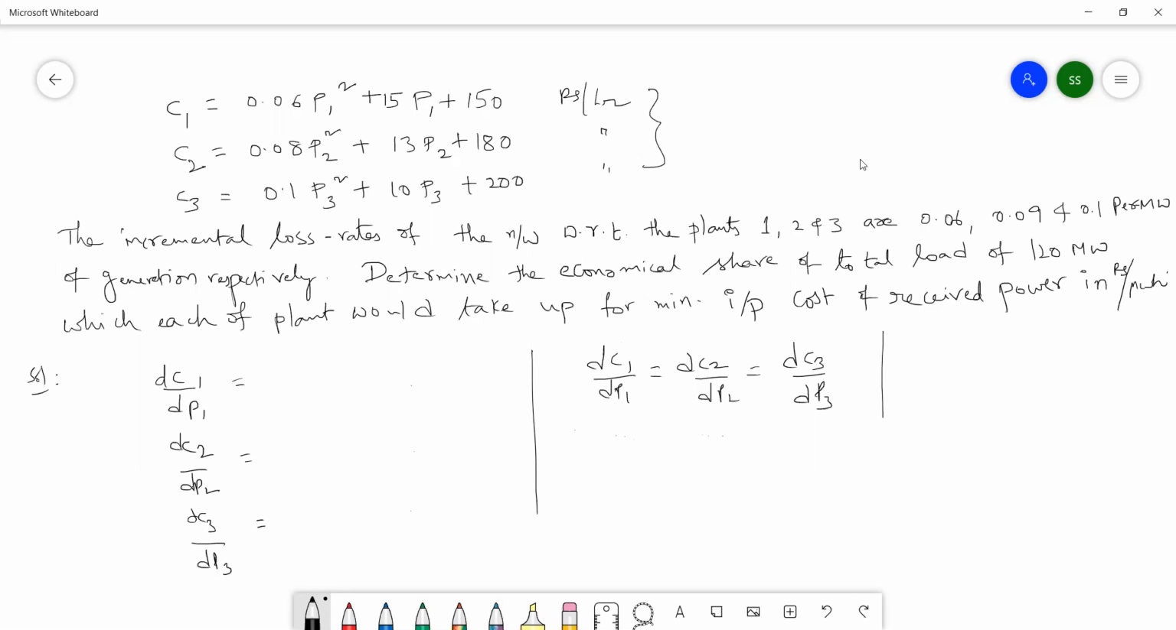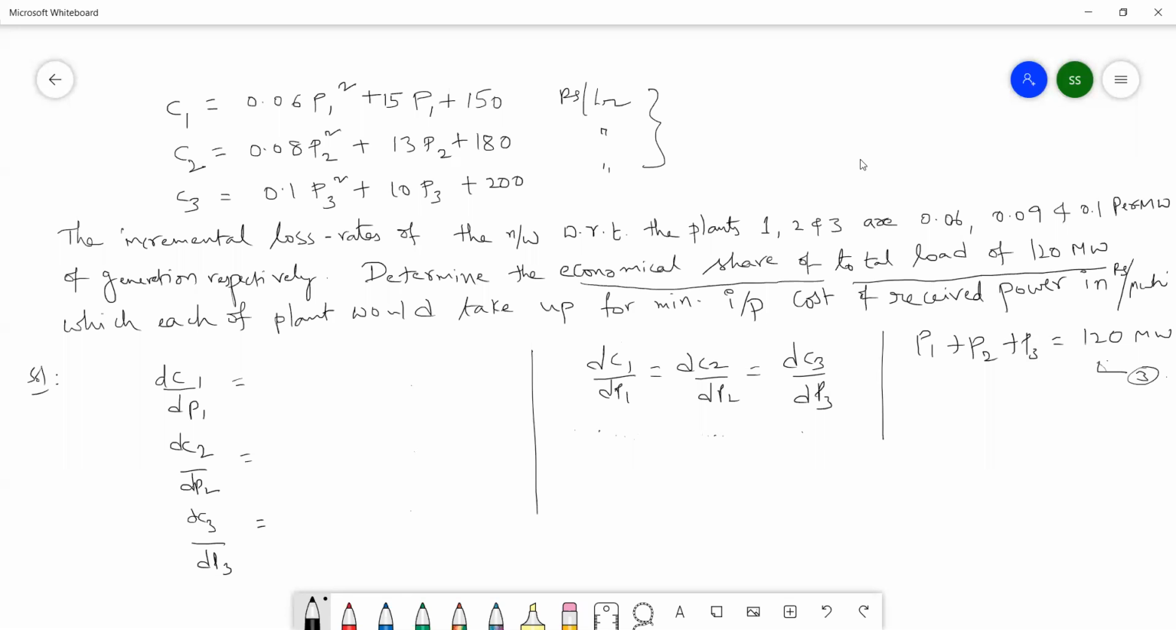Right, and in total you obtain three equations. The third equation is simply from the given statement: determine the economical share of the total load. They have given the total load, that is P1 plus P2 plus P3, as 120 megawatts. So this is your third equation. You equate two equations, you obtain the resultant two equations, and this is your third equation. So three equations with three unknowns. Solve it and find out the values of P1, P2, P3.